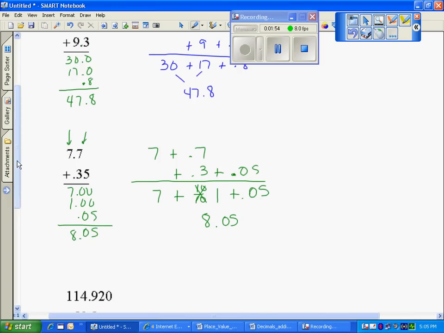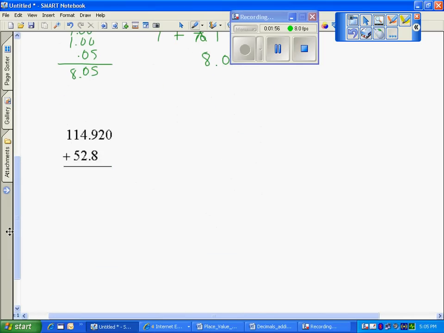and 5/100. Last problem, using decomposition, I have 100 plus 10 plus 4, so that's my hundreds, my tens, my ones, plus my decimal would be 9/10. I have 9 of those, 2 100ths, and no 1,000ths.